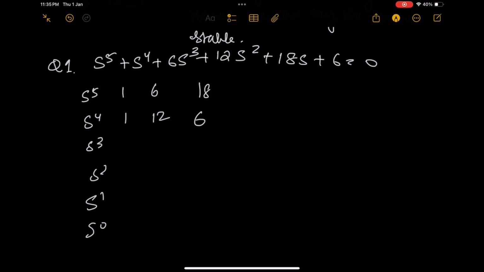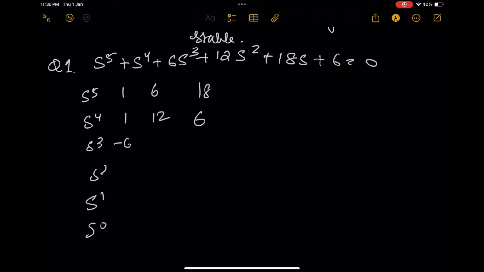Okay, I have written the coefficients. Next thing I'm going to do is find the terms in the next row. In order to do that, I'm going to multiply 1 into 6, that is 6, and 1 into 12, that is minus 12, and divide it by the first term, that is 6. So I'll get minus 6 as the answer.